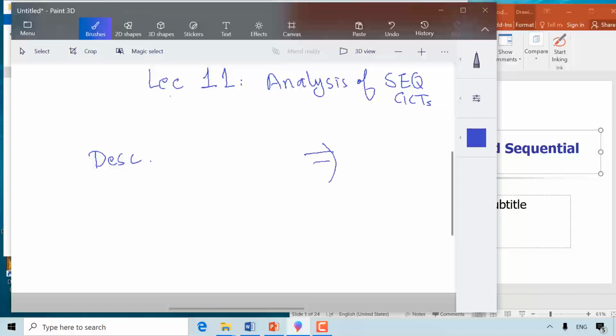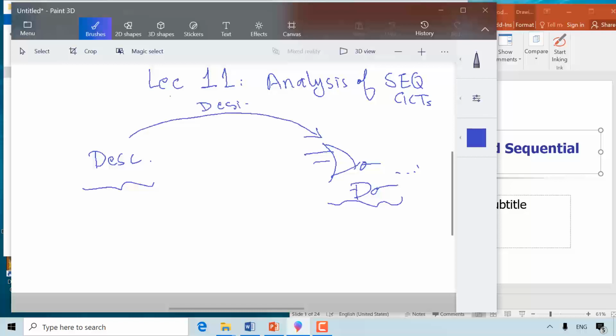And here is a circuit that we draw at the end of some sort. The process of going from the description to the circuit is referred to as design. Now, the process of going back from the circuit to the description is referred to as analysis.